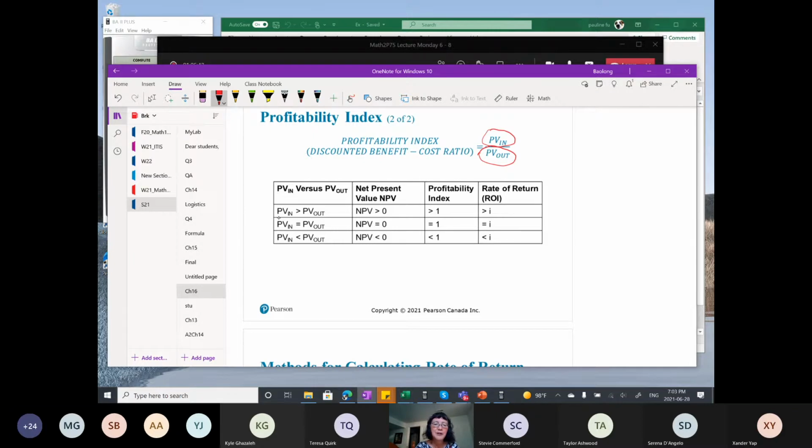When you have money in greater than money out, you have NPV a positive number. When you have NPV positive, profitability index is greater than 1, and rate of return greater than I. On the other hand, if you have money in smaller than money out, net present value is a negative number, profitability index is smaller than 1, and the rate of return smaller than I.